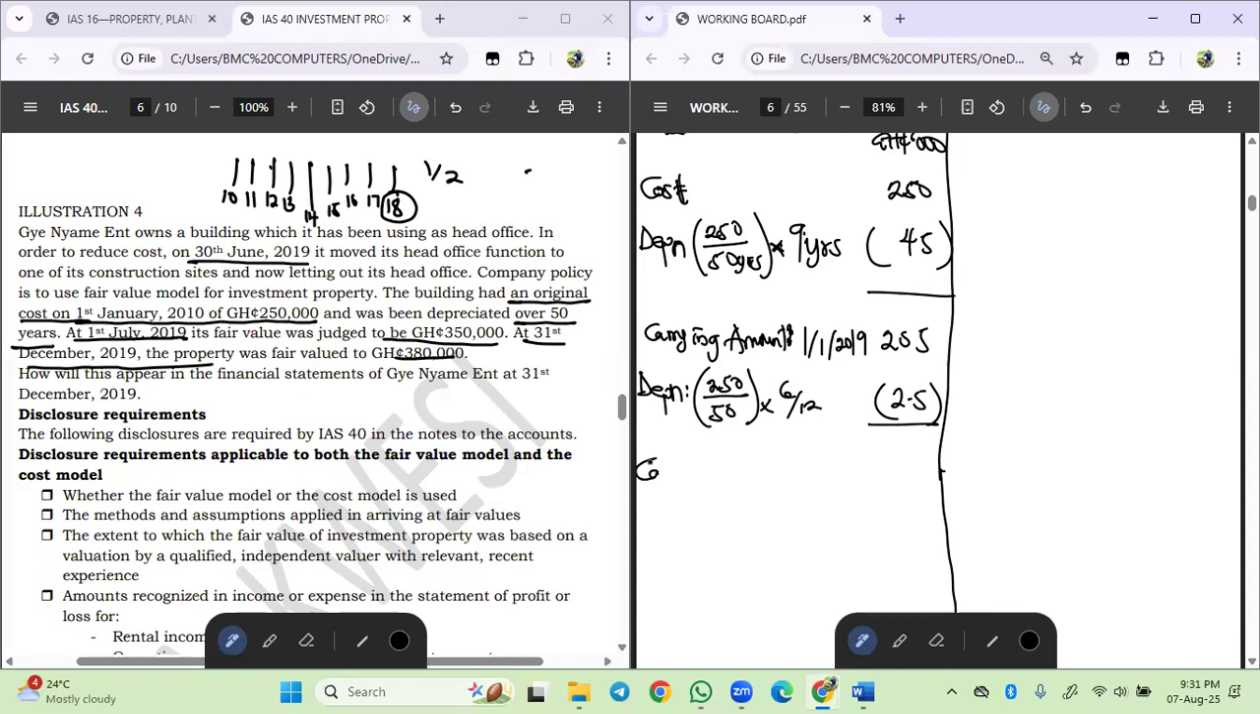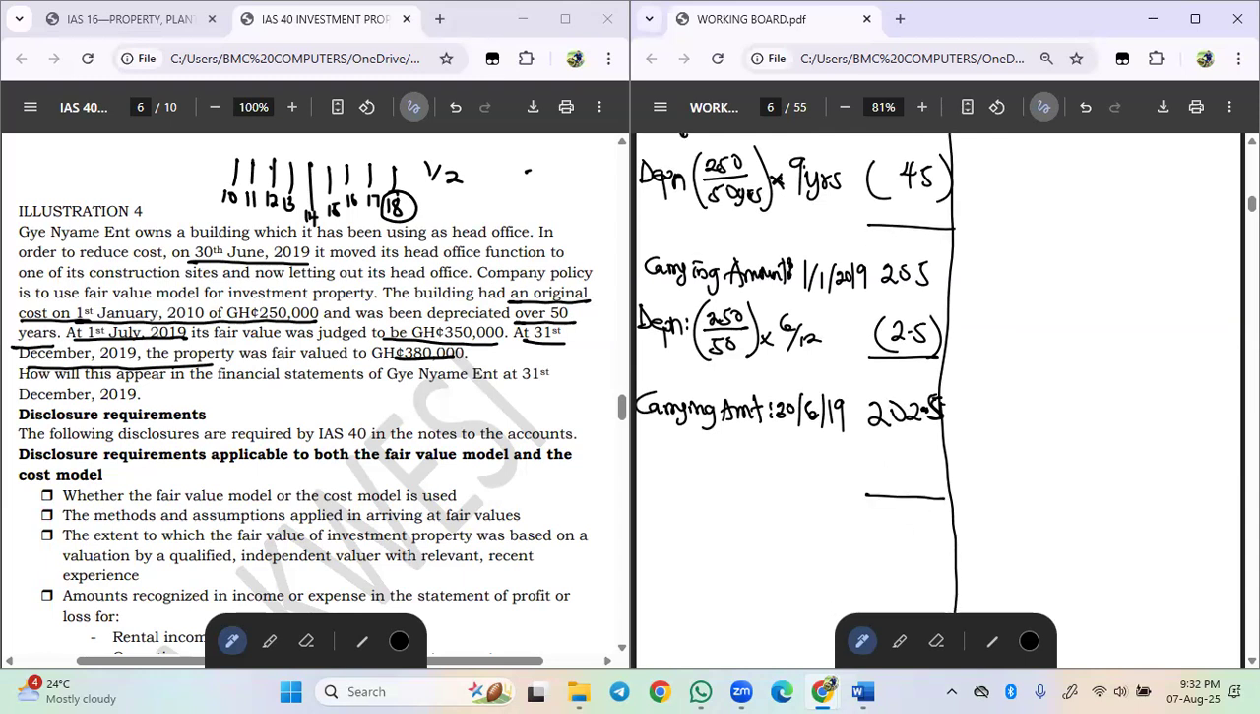So the carrying amount we are going to get will be as at when? As at 1st July or 30th June 2019. It's the same as 1st July 2019. So this one we are getting 202.5, right? Yes, please. Okay.